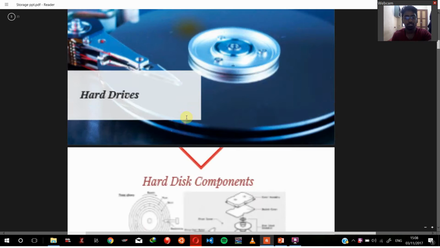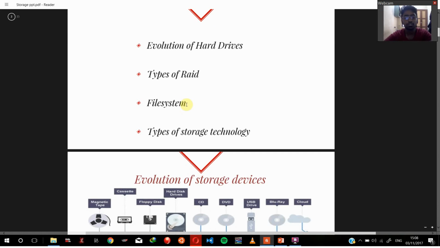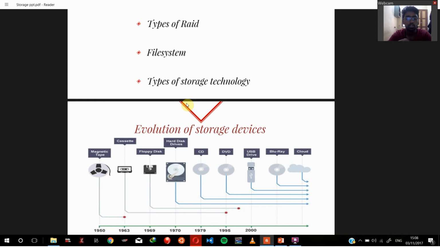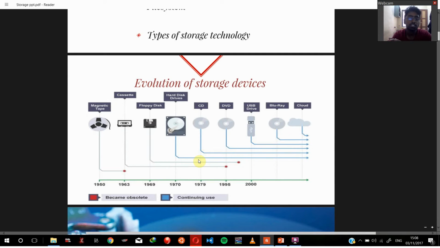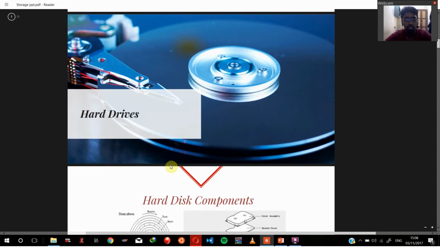What is a storage and why storage? Actually, there are different types of storage. We have seen a lot of storages, like magnetic tape, which was the first one to be used, and then cassette, and then floppy disk. We are familiar with floppy disk, and now hard disk, and now we have SSD and stuff like that. So storage devices are getting better and better with time. And what we are going to see is hard drives.